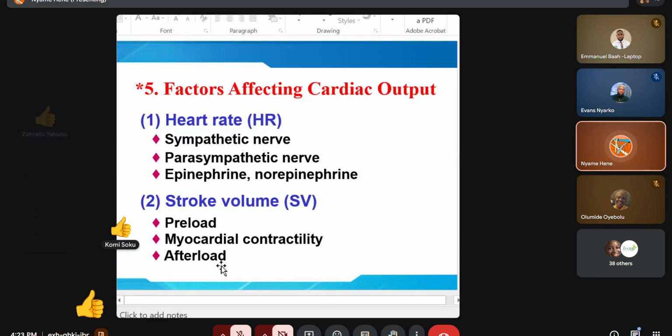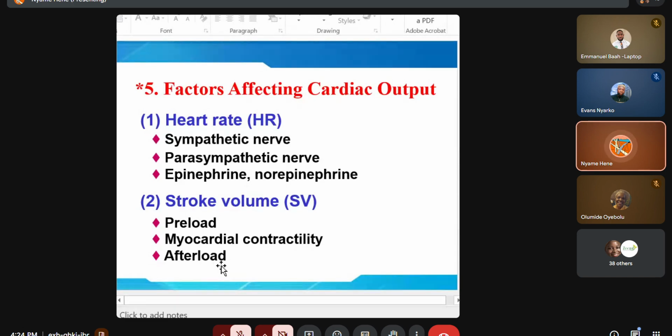Now look at the afterload. We are saying that with preload, when it's not filled up properly, or it's halfway and you press, a small amount of stroke volume will come out. Now the afterload too is going to be that. Now with the afterload, let's look at the heart. I've forgotten what I was saying. Okay, so the leftover.